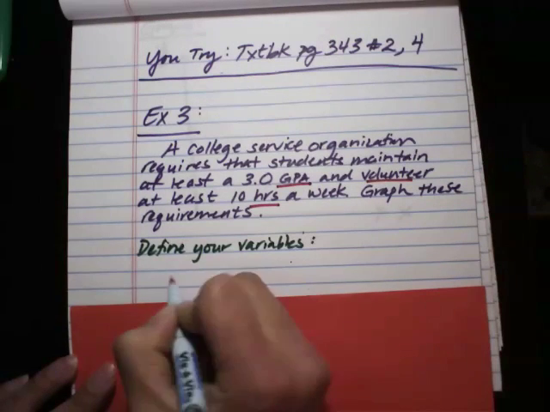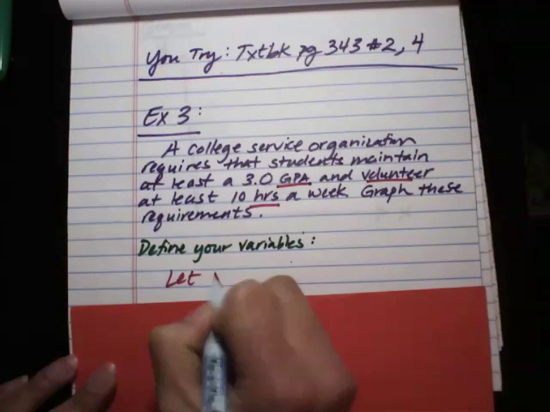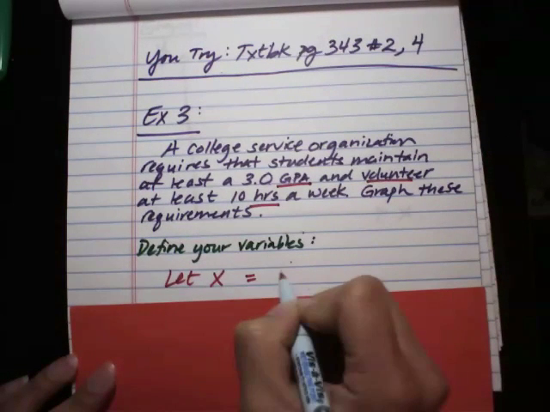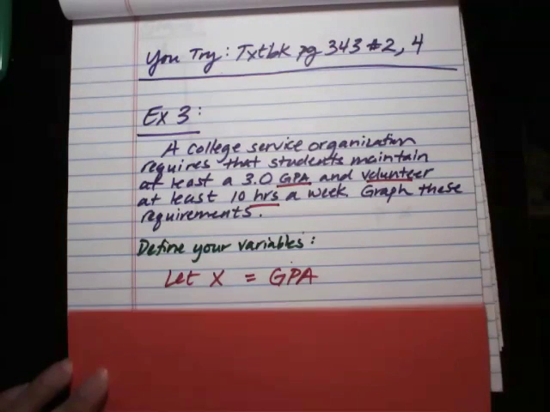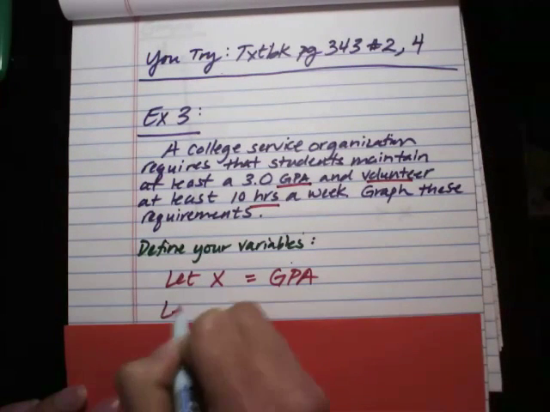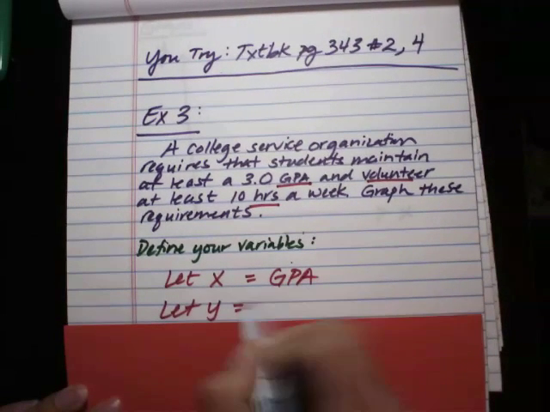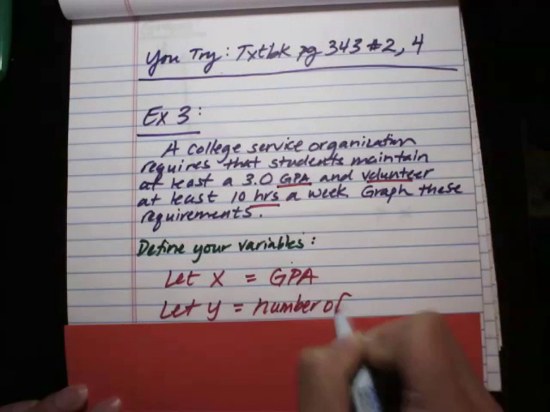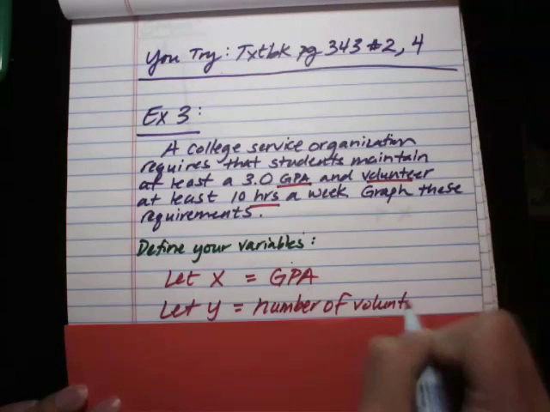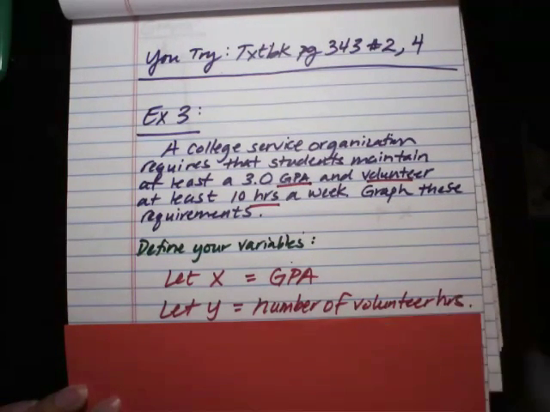So I'm going to let X equal GPA, grade point average, and we will let Y equal the number of volunteer hours.